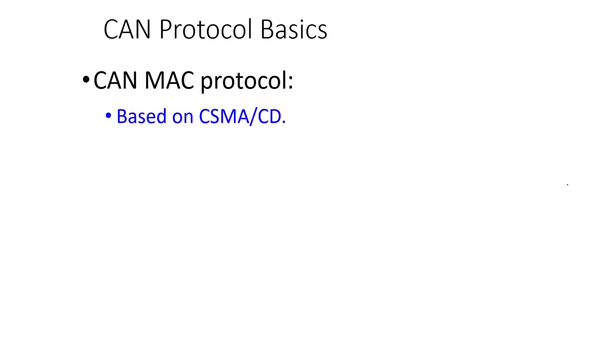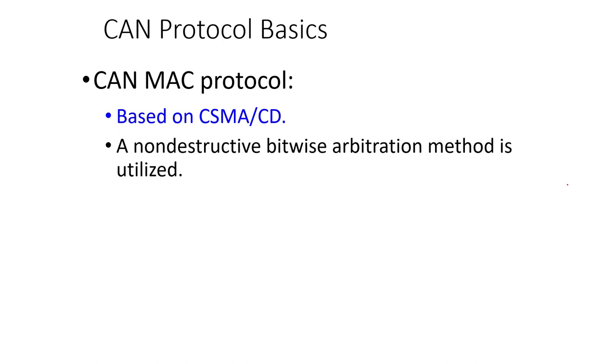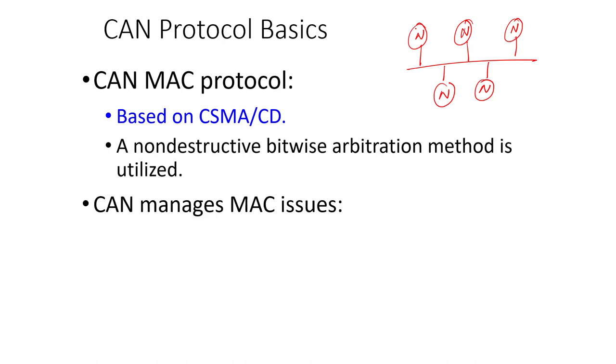Basics of the CAN protocol: the basic CAN MAC protocol is based on carrier sense multiple access. What happens is that multiple nodes try to access the CAN bus at the same time, right? The moment they try to do that, there will be a collision. But thankfully in CAN, there is a very easy way, known as a non-destructive bitwise arbitration method, to resolve collisions and pick a winner. The role of the winner is to keep transmitting on the bus until it feels that it no longer needs to transmit.